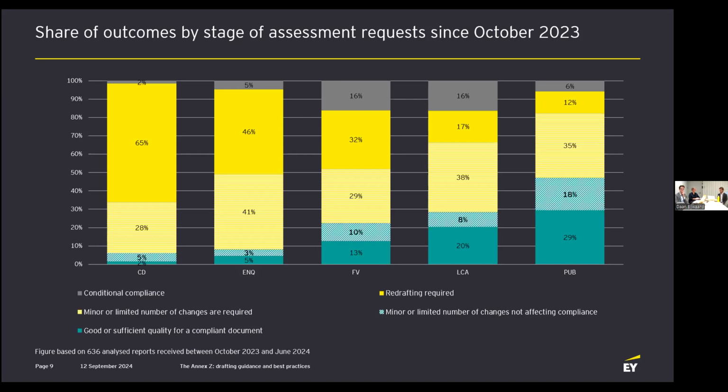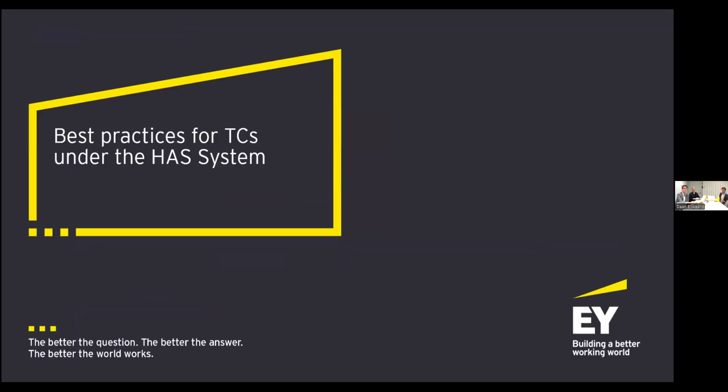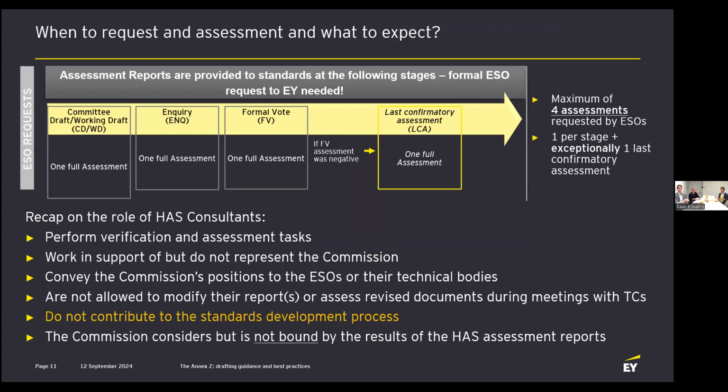And then the next part that we wanted to discuss is some general good practices for the HAS system. Yes, so I can take over here. So first, we wanted to remind you what you all probably know: when you request the assessment, what can be expected. So as you all know, first we have the 4 stages on which you can request the assessment. These are the committee draft or first working draft, inquiry, formal vote, and if that one is negative, you can also request one additional assessment on the last conformity stage.